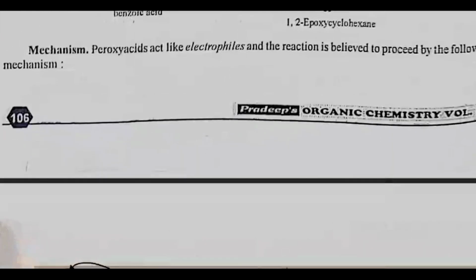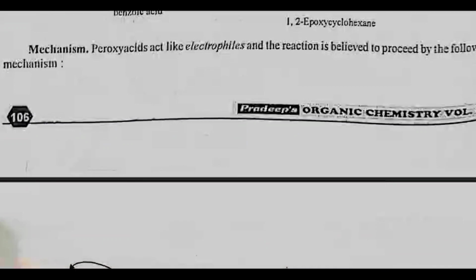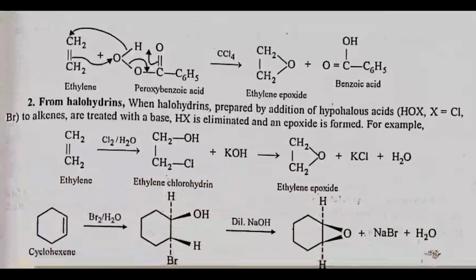Mechanism. Peroxy acids act like electrophiles and the reaction is believed to proceed by the following mechanism. Ethylene plus peroxybenzoic acid in presence of CCl4 gives ethylene epoxide plus benzoic acid.